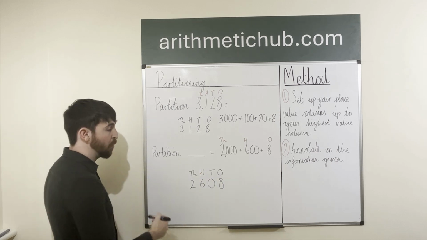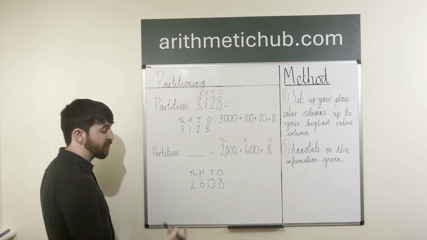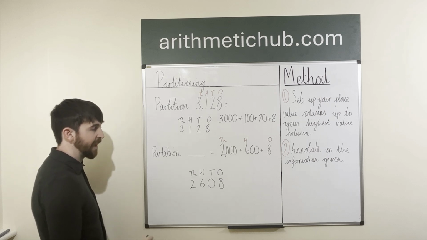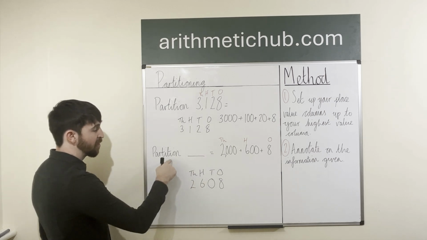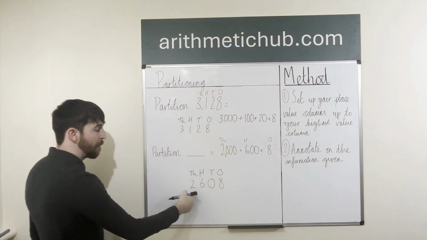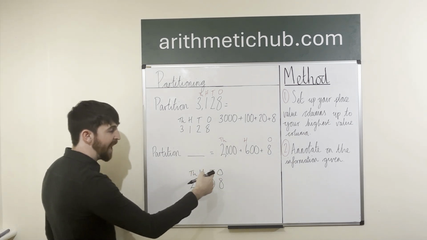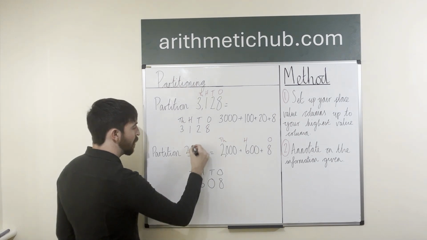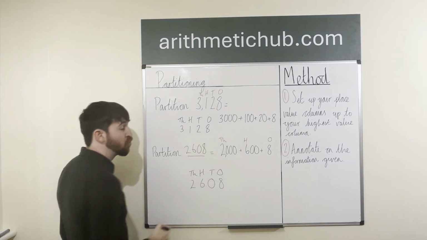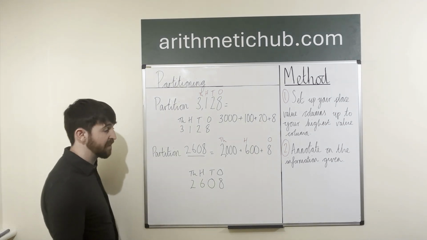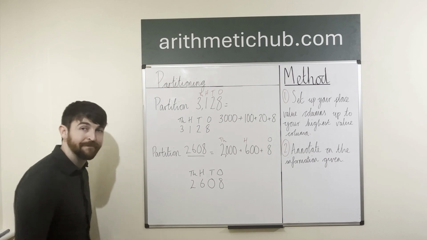Now when we read it, 2,608. So by putting the 0 in the tens column, we can see that the number that we need is 2,608. Let's check, does it make sense? So partition something is 2,000 add 600 add 8. Partition 2,608 is 2,000 add 600 add 8. So sometimes you may have columns that don't have a value in. That's why it's so important to set up these place value columns.